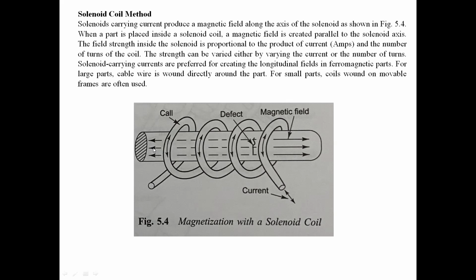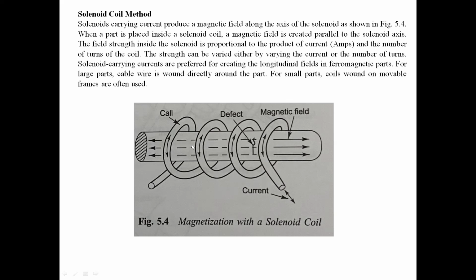Now we supply the current through this wire. The current flowing through this wire creates the magnetic field. The flow of current around the wire causes a magnetic field in the component. Then we can conduct the magnetic particle test.